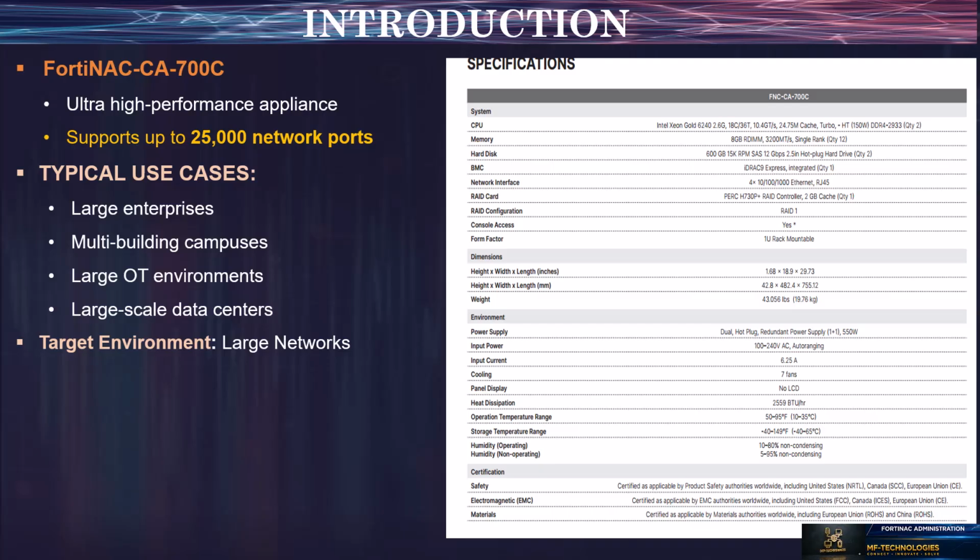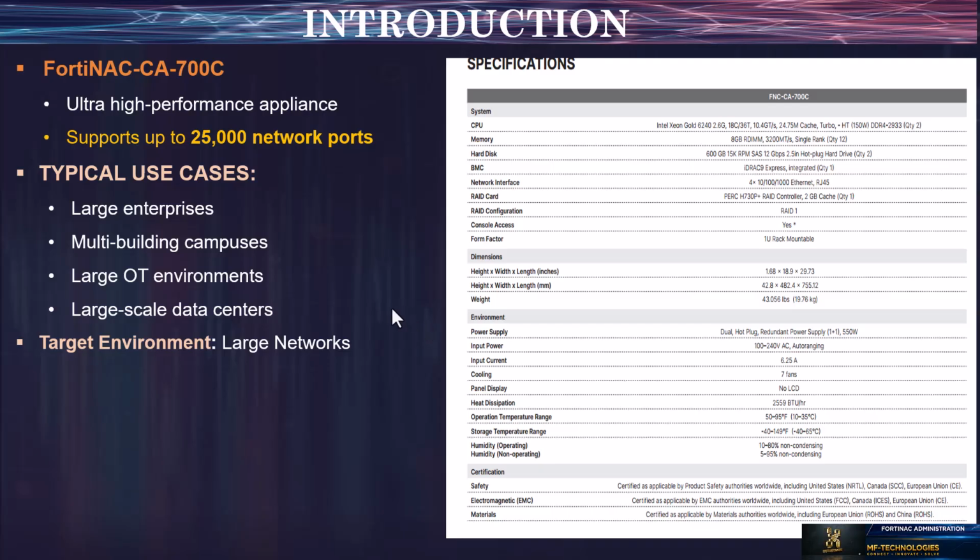In this environment, Fortinet must continuously discover devices, process authentication requests, evaluate policies, and communicate with the network infrastructure without any delays. 700 provides the processing power and memory required for this demanding environment. One important point I'd like to emphasize is that the functionality of Fortinet remains the same across all hardware models. The primary difference is the capacity, scalability, and performance, but between 500 and 700, the software features are identical.